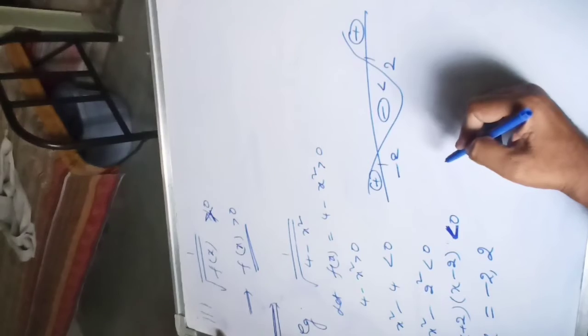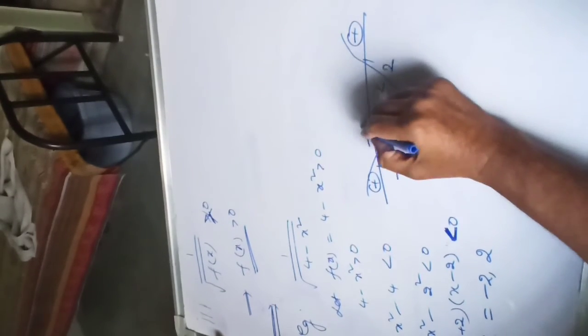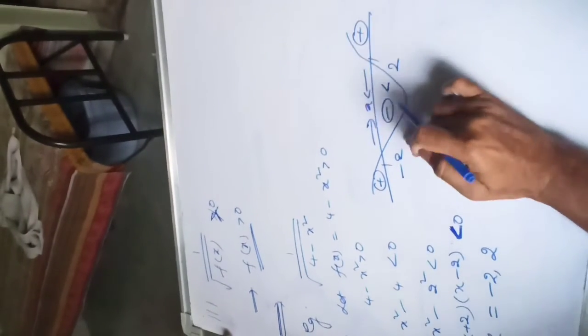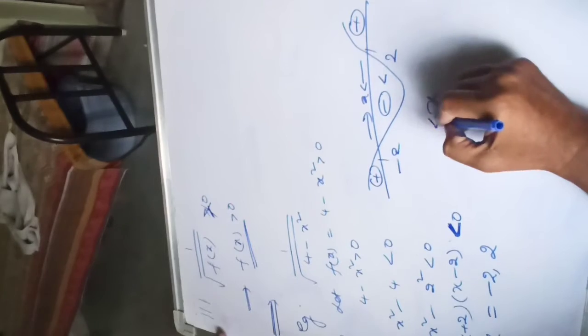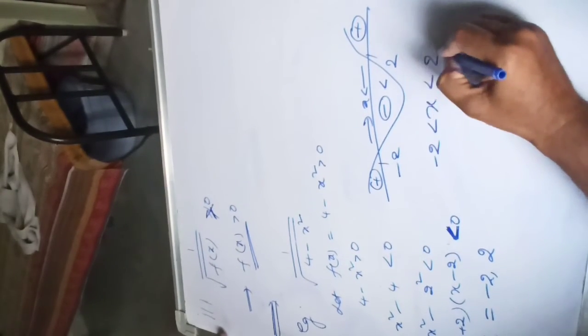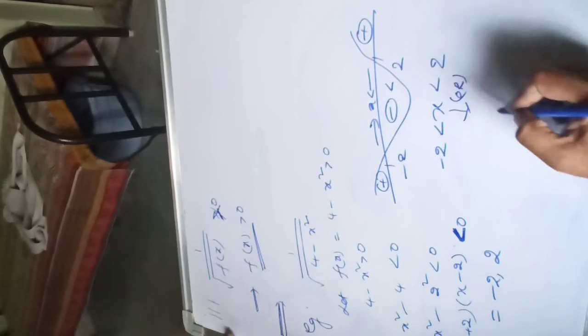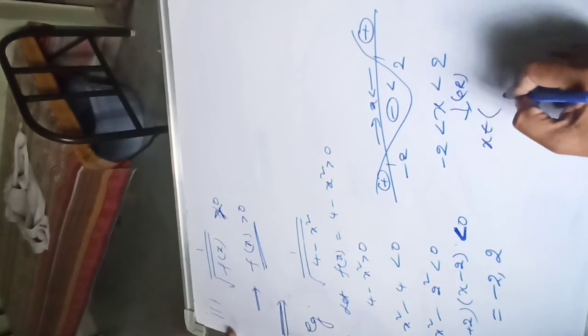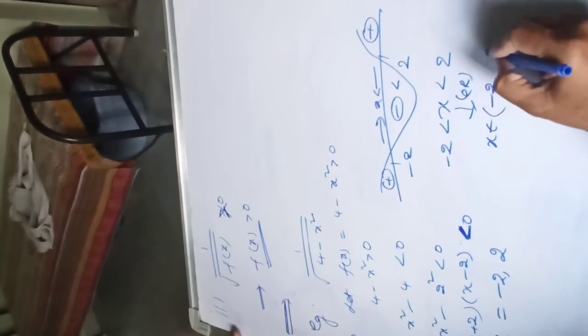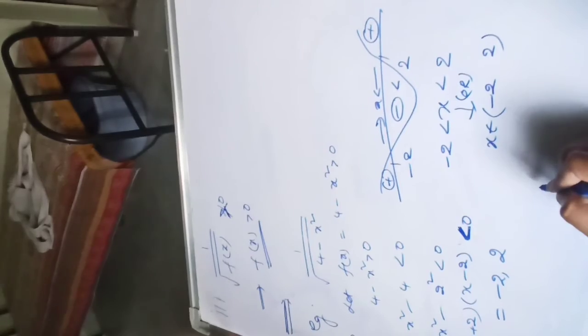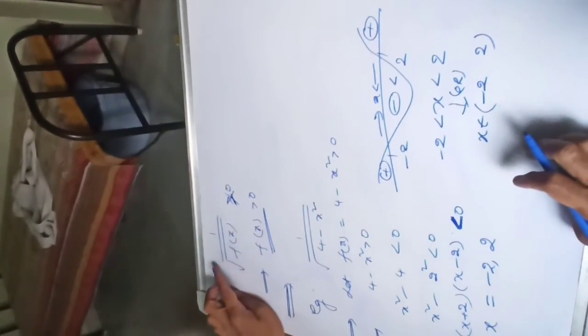This is the less than symbol, so your answer lies between minus 2 and plus 2. So x lies between minus 2 to plus 2. This is the answer. We can also write it as x belongs to the open interval of minus 2 to plus 2.